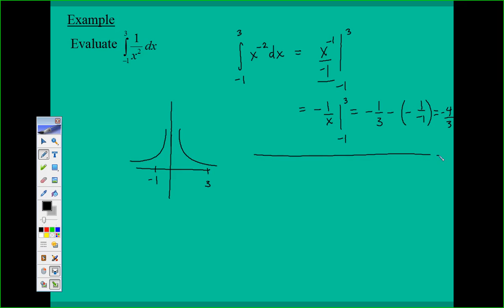We can find if this integral, if this value exists or not, but we do that in calculus 2. But for calculus 1, we're going to say, well, this function is not continuous on the interval from negative 1 to 3, because here at x equals 0, it's undefined. So we're just going to say at this point, this does not exist.